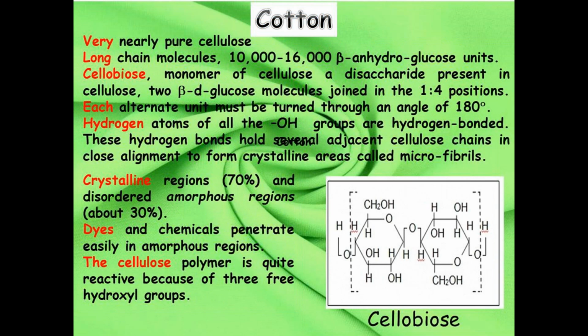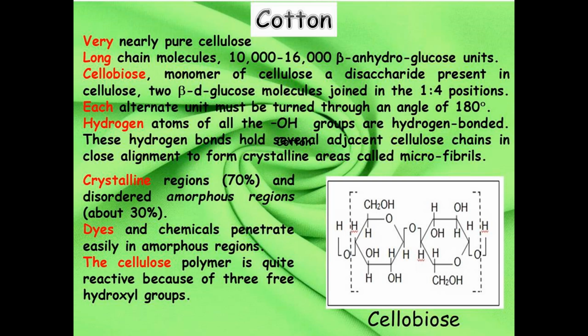Cotton is very nearly pure cellulose. It consists of long chain molecules having 10,000 to 16,000 beta anhydroglucose units. Cellobiose, the repeating unit of cellulose, is a disaccharide present in cellulose. 2 beta D glucose molecules are joined together in the 1:4 position as shown in the figure. Each alternate unit must be turned through an angle of 180 degrees so that there is a high chance of hydrogen bond formation. Hydrogen atoms of all the hydroxyl groups are hydrogen bonded.